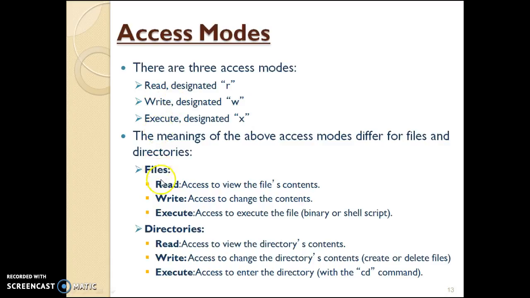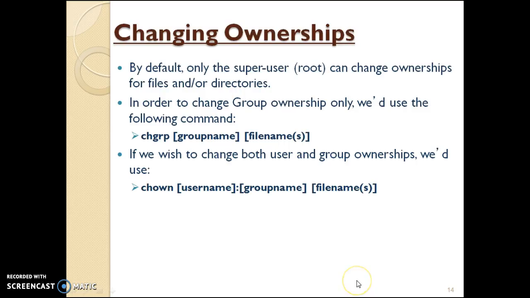In case of a file, the read permission allows you to view the contents of the file. Write permission allows you to change the content of the file. In case of execute, it allows you to execute the file, where the file will be a binary or shell script. The same thing in case of a directory: the read permission allows you to view the contents available in the directory. Write allows you to change the directory contents, that is creating or deleting files. And execute gives access to enter the directory, that is, you can change the directory using the cd command.